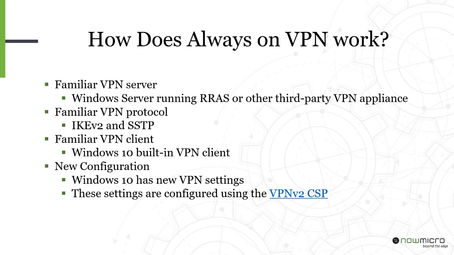The new piece of the puzzle is the configuration of the VPN client. So Windows 10 introduced new VPN settings. These settings are configured using the VPNv2 CSP, or Configuration Service Provider. If you're not familiar with what a CSP is, it's an interface that can be used to configure settings on Windows 10. It's similar to traditional group policy, except that it allows the settings to be configured through Intune or other MDM solutions. On the back end, whether the settings are being set through group policy or a CSP, it's doing the same type of thing, modifying registry keys or updating configuration files.